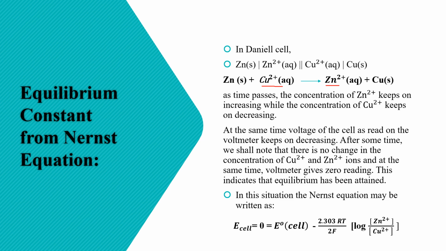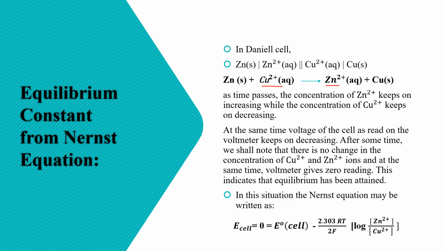After some time, we shall note that there is no change in the concentration of copper ion and zinc ions, and at the same time the voltmeter gives zero reading. This indicates that equilibrium has been attained. When there is no change in the concentration of zinc and copper ions, the voltmeter will show zero reading.